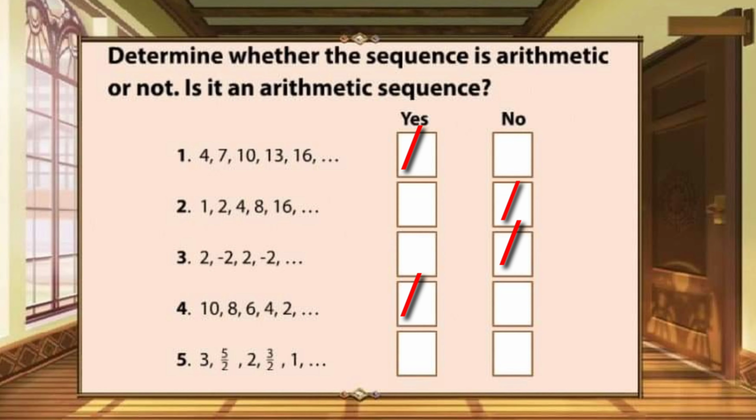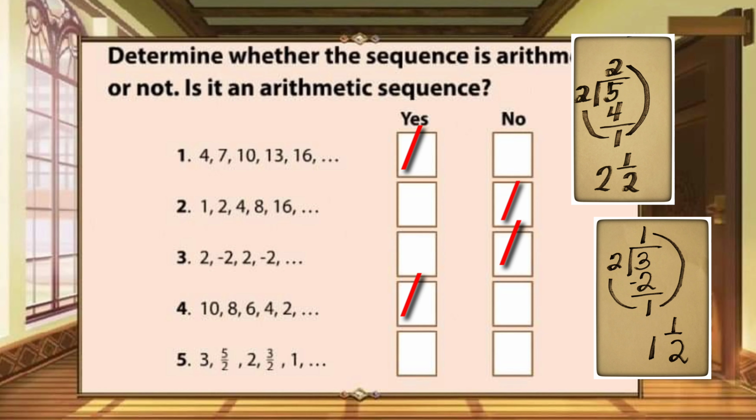kung paano mag-change ng improper fractions sa mixed number. Katulad ng 5 over 2. O, paano natin change ang 5 over 2 sa mixed number? So, 5 divided by 2. 5 divided by 2 is 2 and the remainder is 1. So, we will have 2 and 1/2. Doon naman sa 3 over 2, 3 divided by 2. So, the quotient is 1 and the remainder is 1. So, we have 3, 2 and 1/2, 2, 1 and 1/2, and 1.